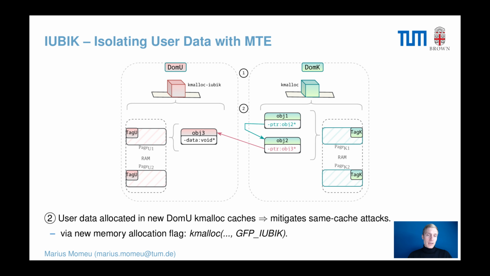Now, using this mechanism, we manually instrumented kmalloc sites that allocate user-controlled objects with the GFP_UBK flag, effectively forcing them to reserve memory hosted in DOM-U, while the uninstrumented original kmalloc invocations will allocate memory in DOM-K. This effectively mitigates same-cache attacks in IUBIK.